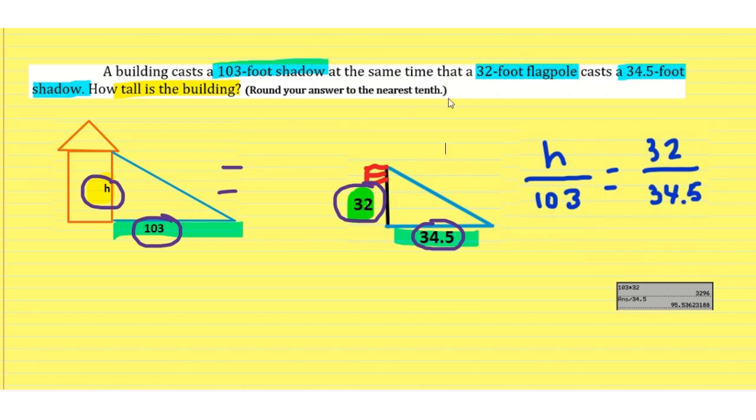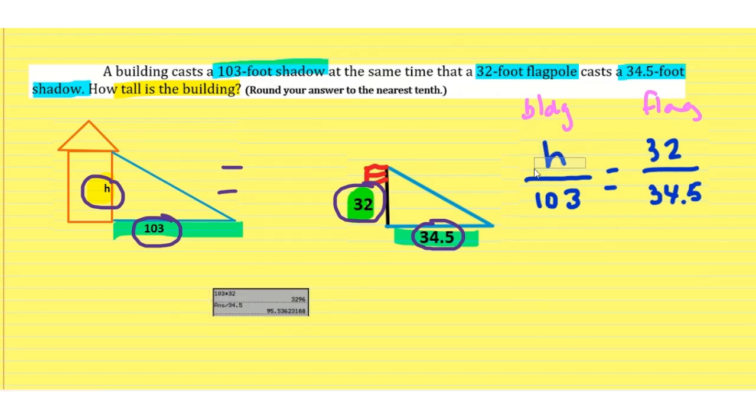So I think that's what we did. Yep, the height. So both of these are related to the building. Here's the building. And both of these are related to the flagpole. Okay. And now that we've got a ratio equal to a ratio, we can cross multiply. So we could do h times the 34.5 and 103 times the 32 feet.